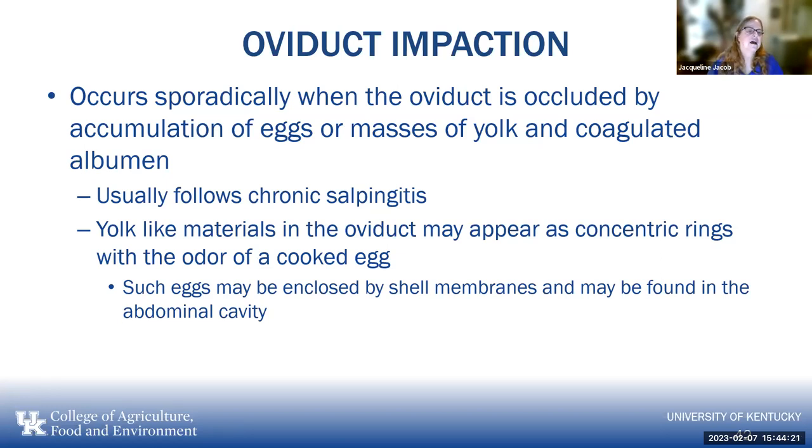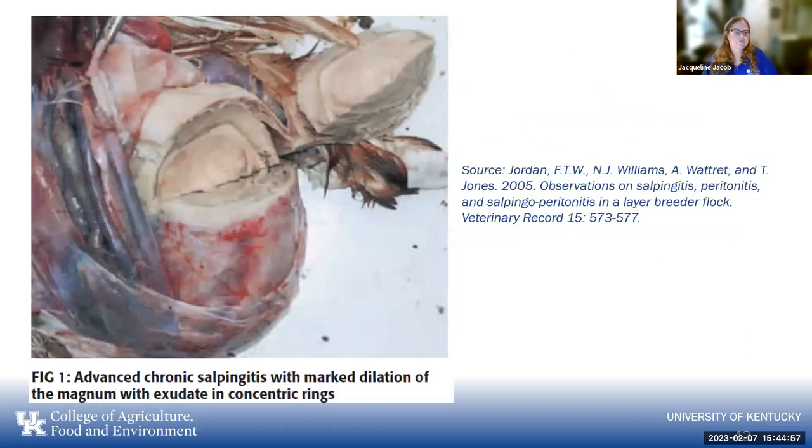Oviduct impaction occurs sporadically when the oviduct is blocked by the accumulation of eggs or masses of yolk and coagulated albumin. Usually follows an incident of chronic salpingitis. Yolk-like materials in the oviduct may appear as concentric rings with the odor of a cooked egg. Such eggs may be enclosed by shell membranes and may be found in the abdominal cavity as well as in the oviduct. So this shows you advanced chronic salpingitis with marked dilation of the magnum.